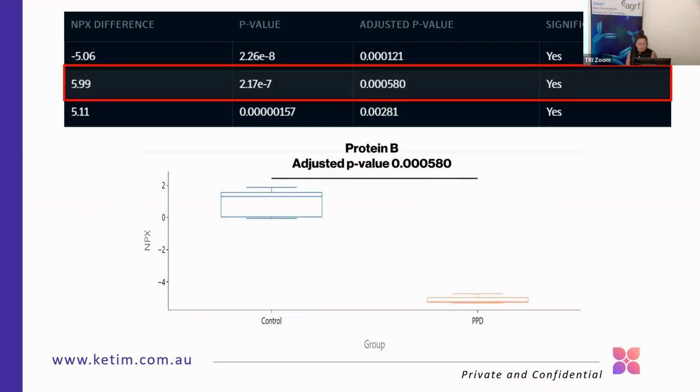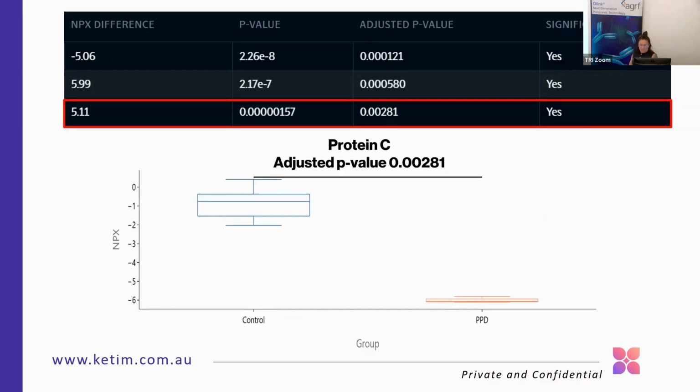Protein B is the same. We did see this huge difference between the controls and the women with high risk of postpartum depression, and same with protein C. Now, you might think, okay, great, you've got some biomarkers, excellent. Is there any other analysis that we can do to look at the specificity and the accuracy?